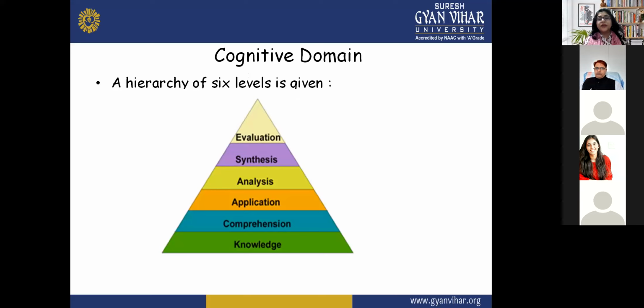Now let's see the cognitive domain first of all. Yes, can you see it clearly?